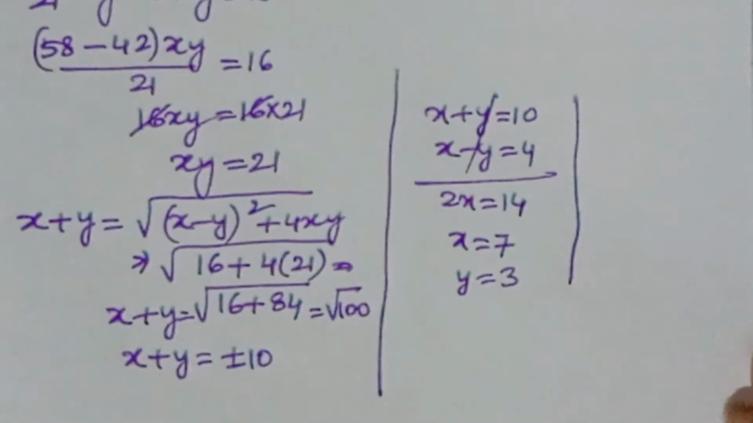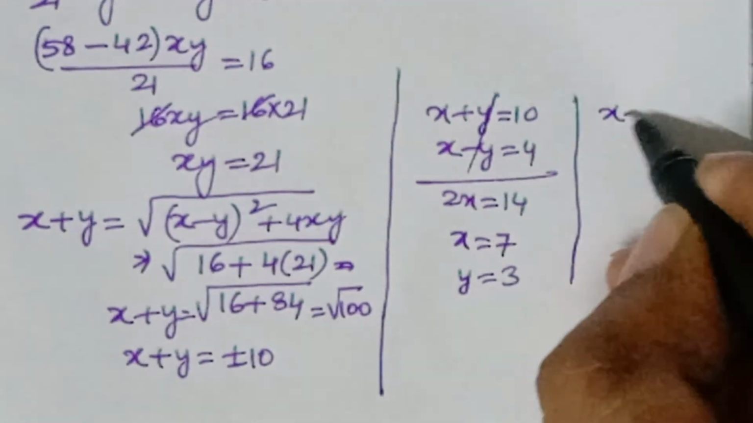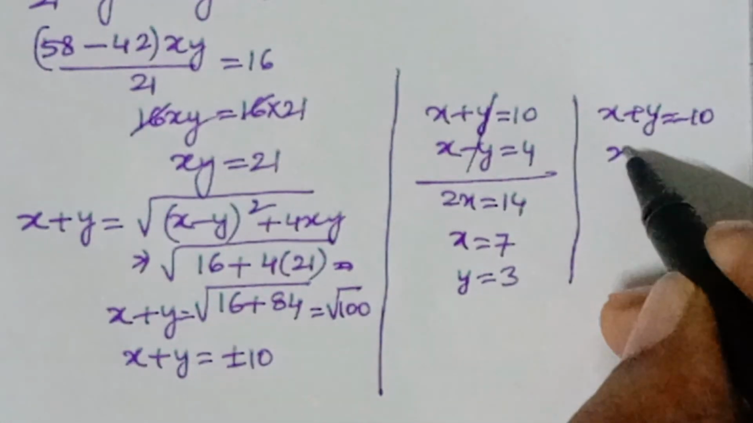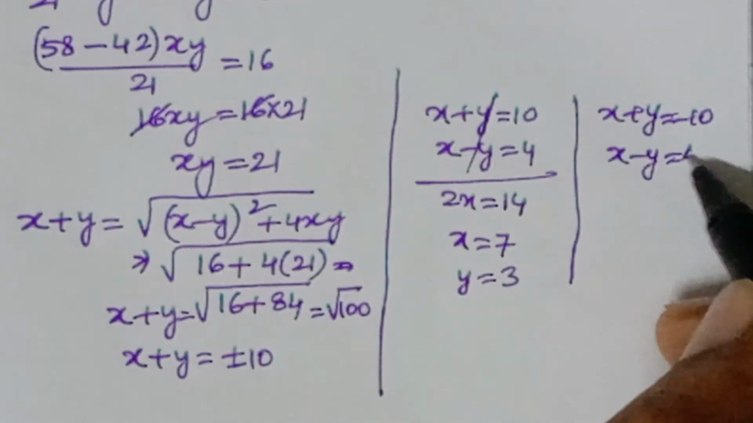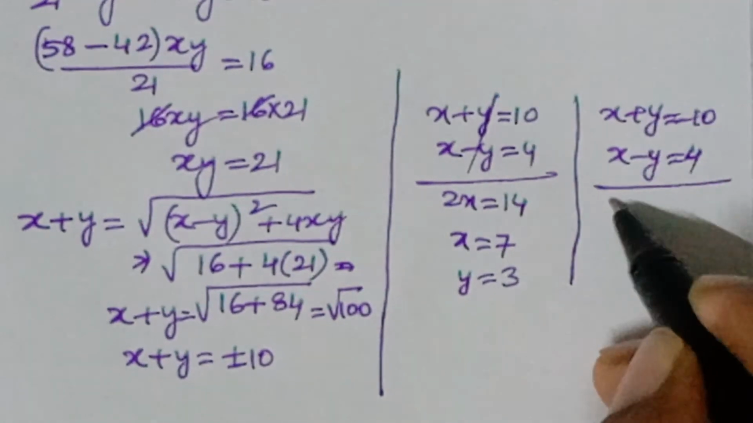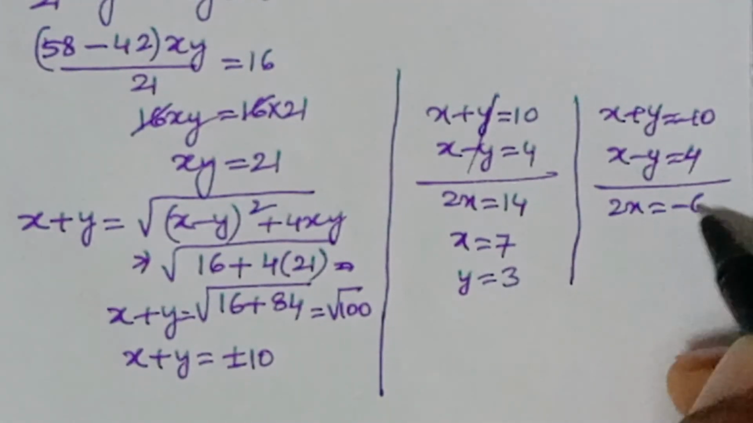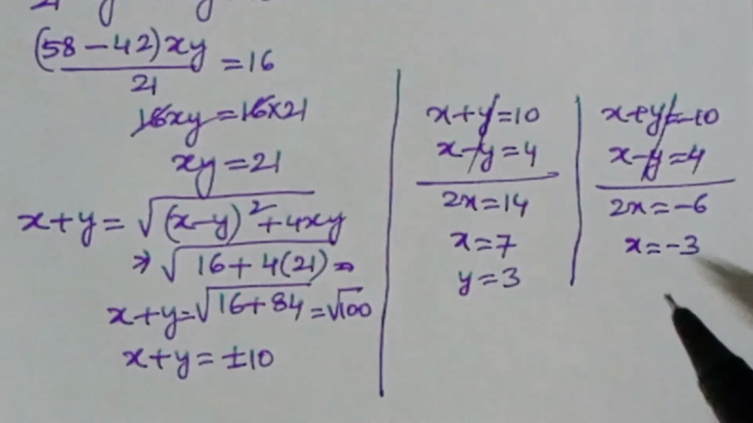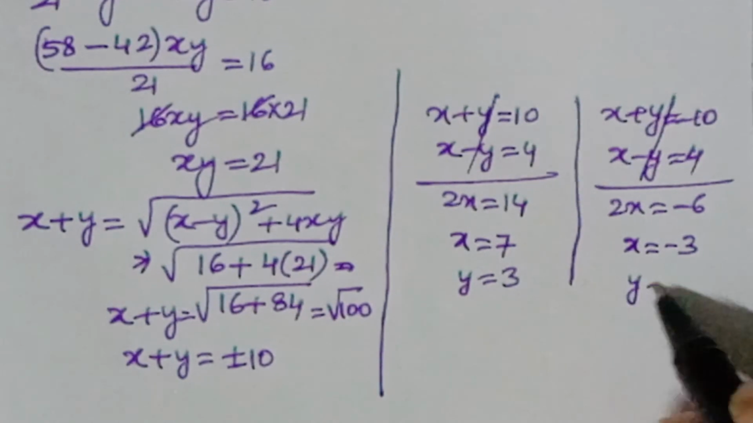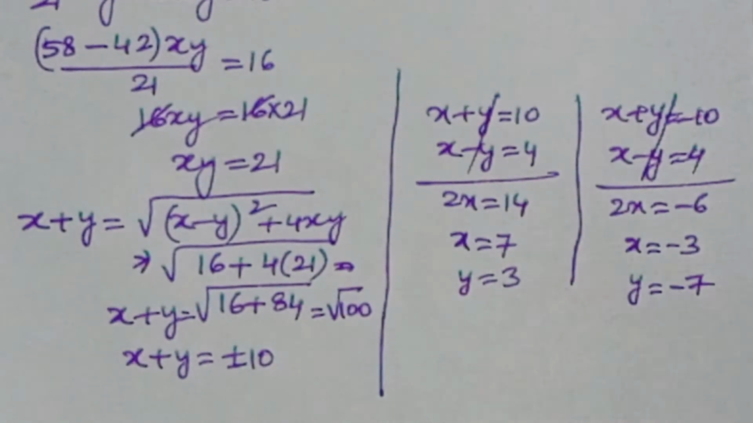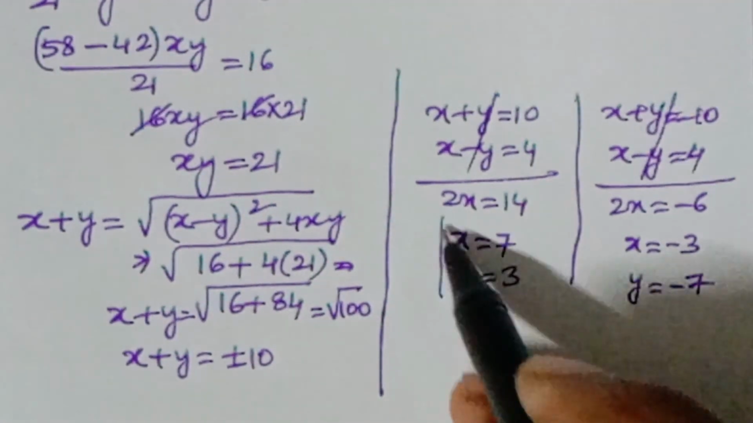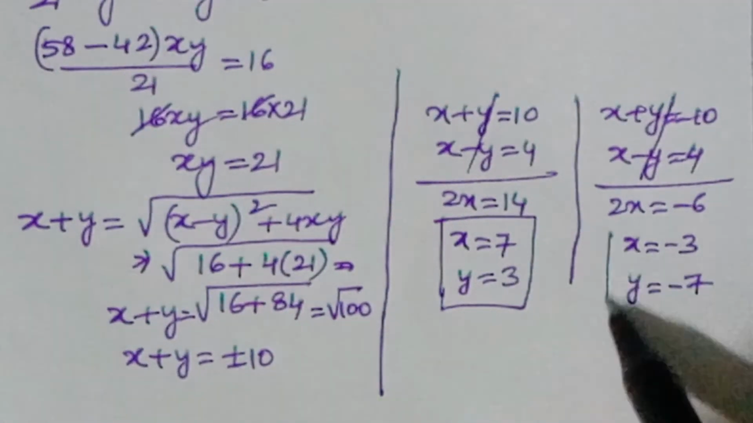If we take the second case, x + y is equal to minus 10, x - y is equal to 4. 2x is equal to minus 6, x equal to minus 3, y is equal to minus 7. So these are the two possible values of x and y.